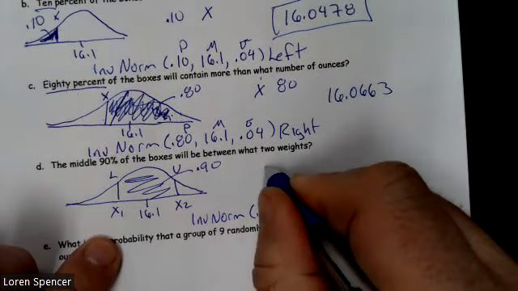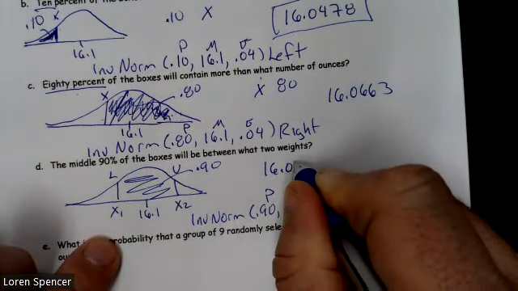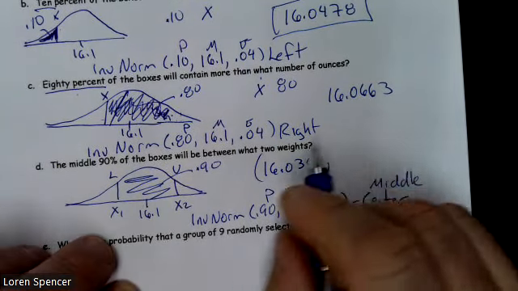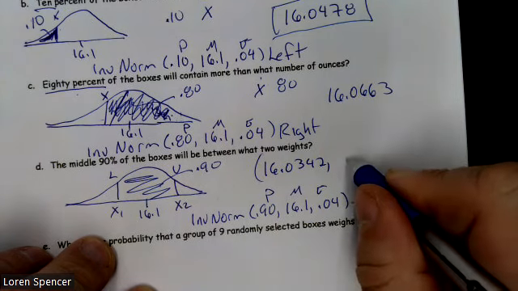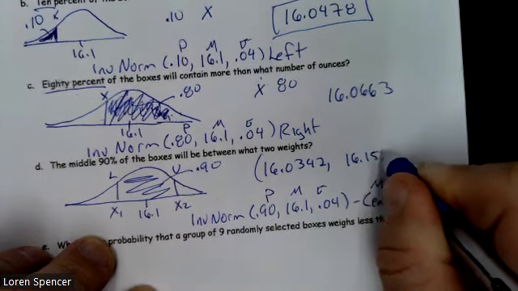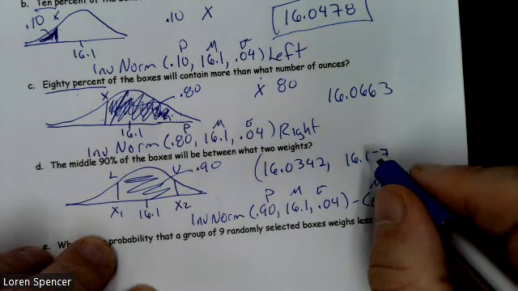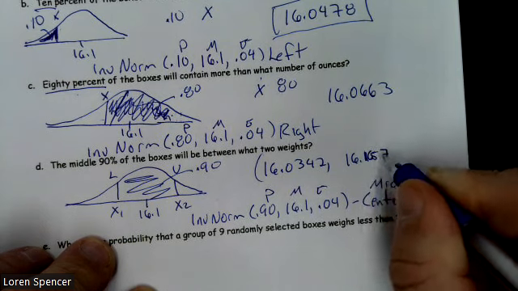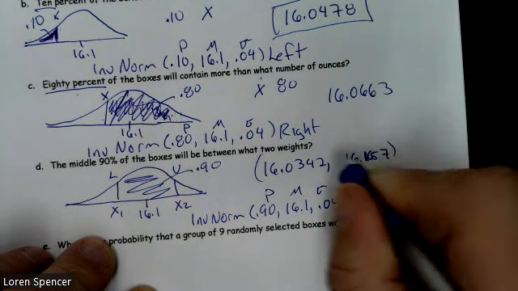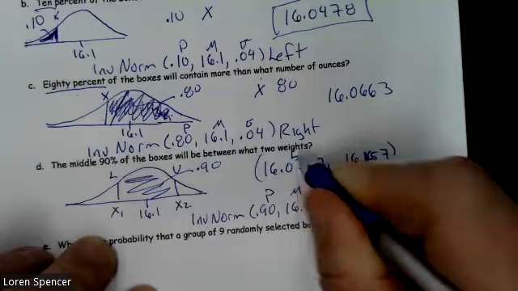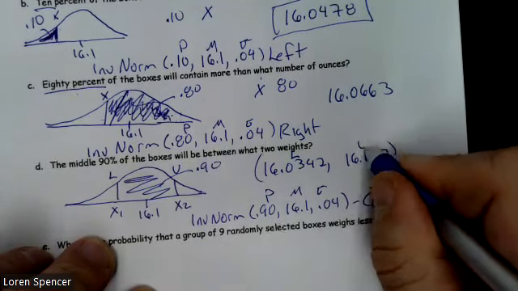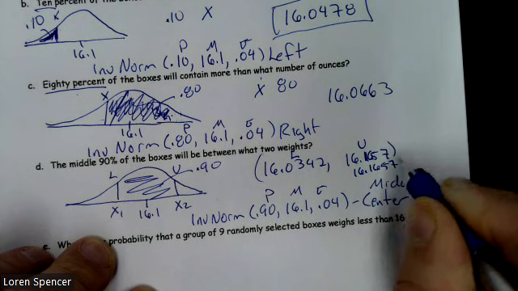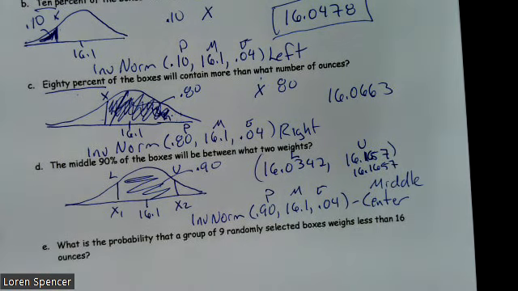So we ended up with 16.0342 and 16.1657. Where this is my lower bound and this is my upper bound. I'm going to rewrite that, 16.1657. There we go. So that's my lower, that's my upper.